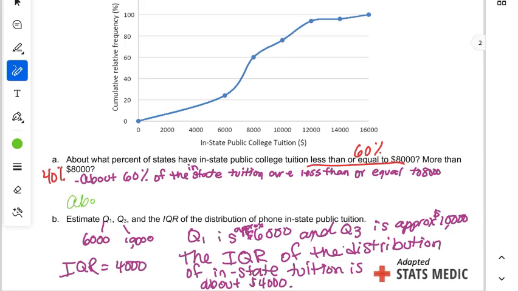So about 40% of the in-state tuition are greater than 8,000.